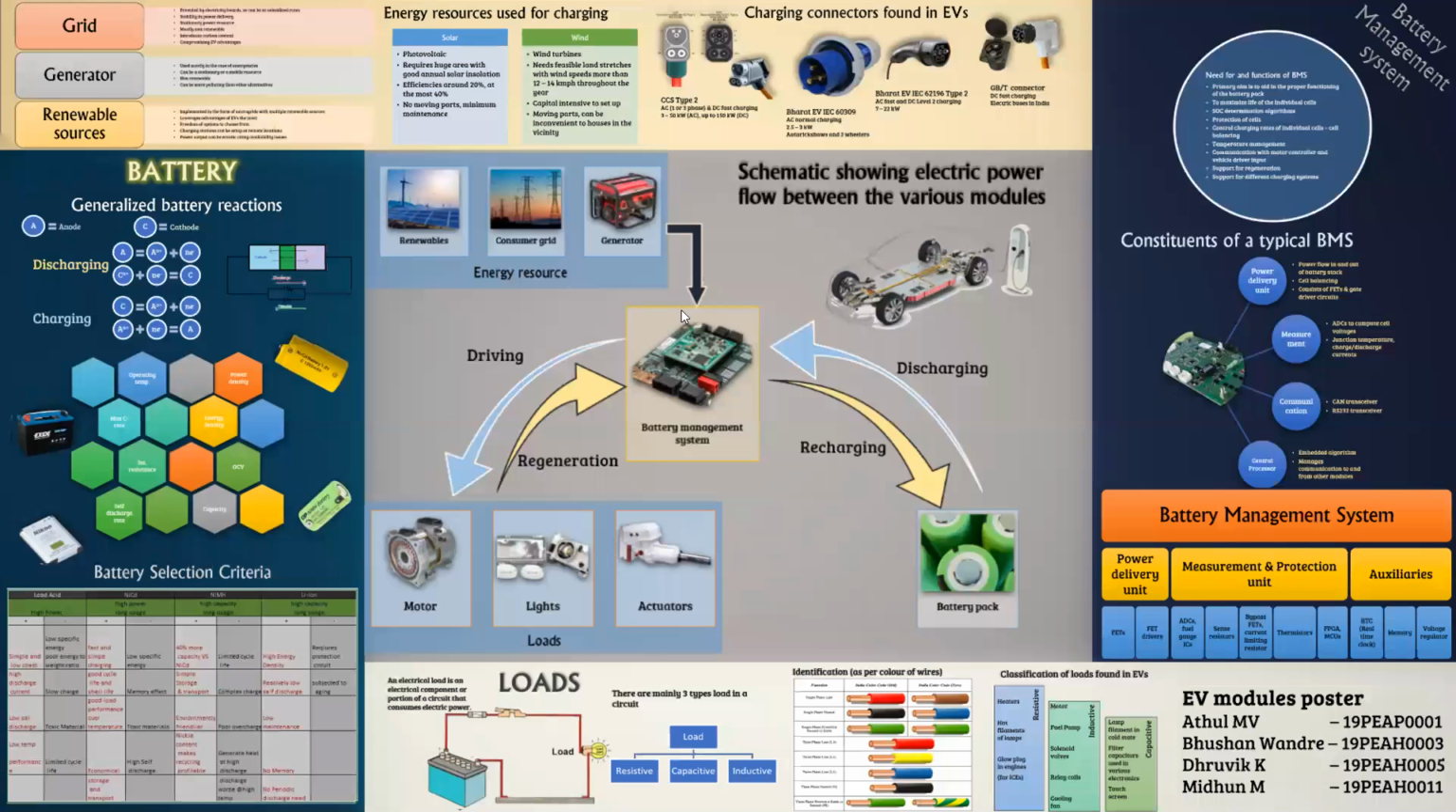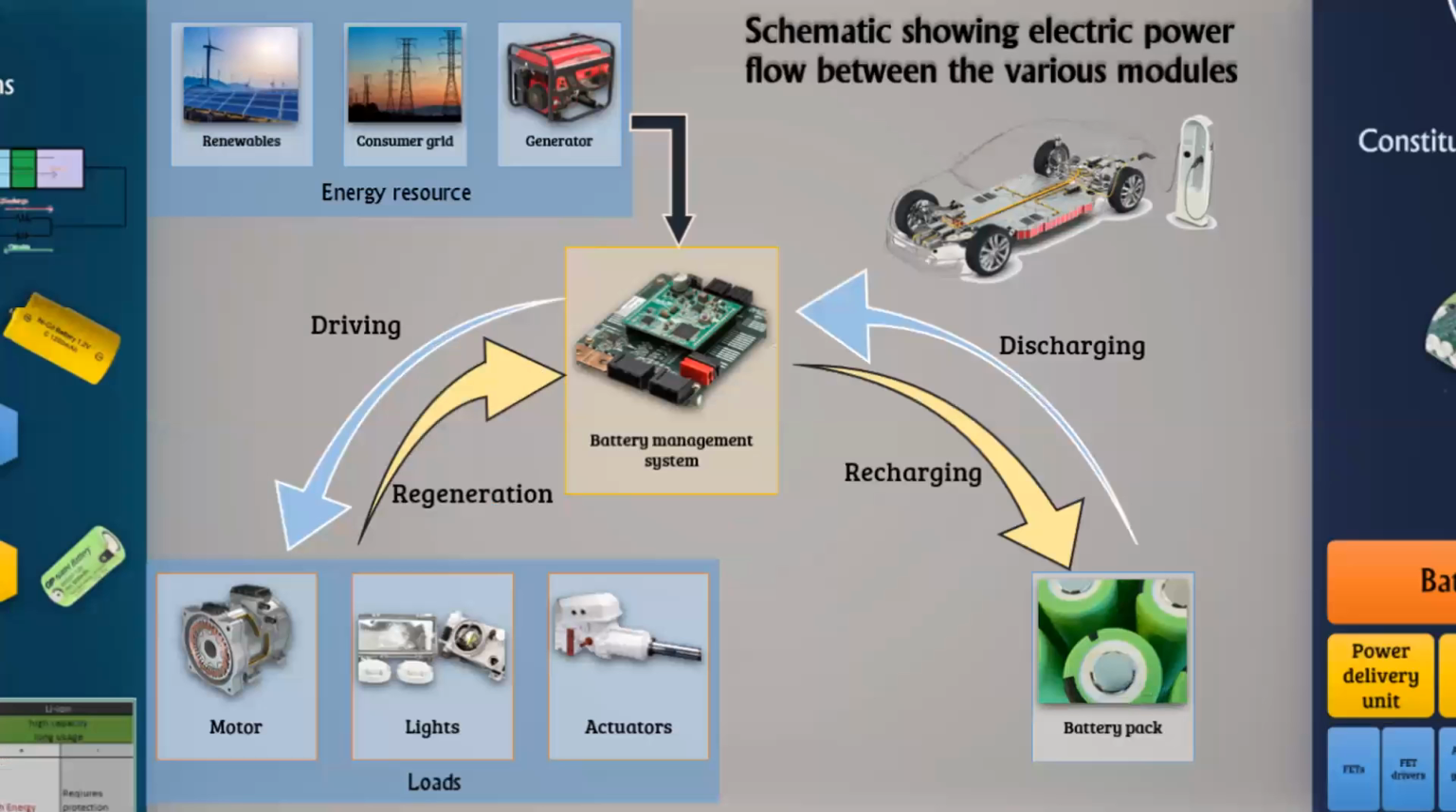So for an EV, we see that usually the power flow happens in the following example. We have the energy resource, which is linked to your battery management system. The battery management system is the module which links your loads with your battery pack, takes the vehicle inputs provided by your driver, and does the power flow in the following way, as you can see.